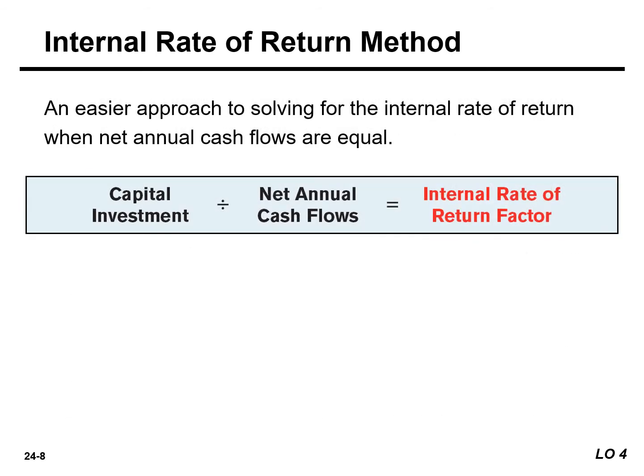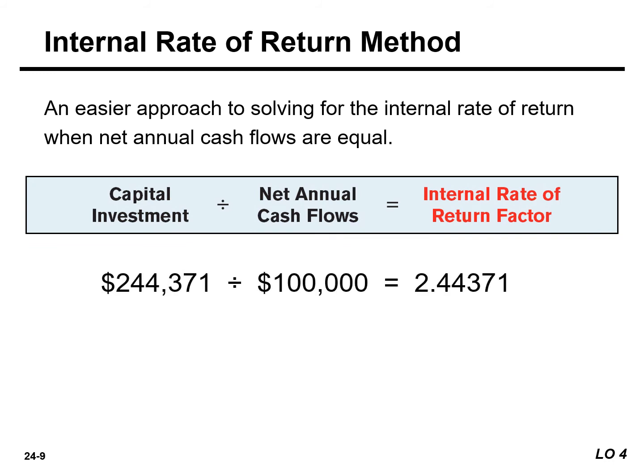An easier approach to solving for the internal rate of return can be used if the net annual cash flows are equal. We can find the internal rate of return using the capital investment and the net cash flows. Applying this formula to the Stewart Shipping example, we obtain an internal rate of return factor of 2.44371.